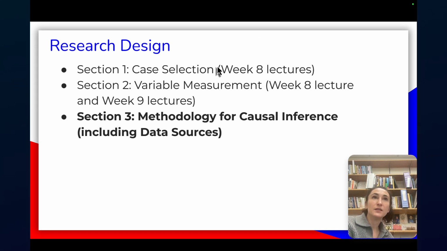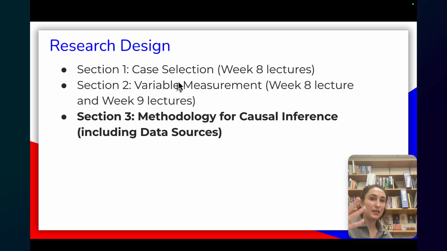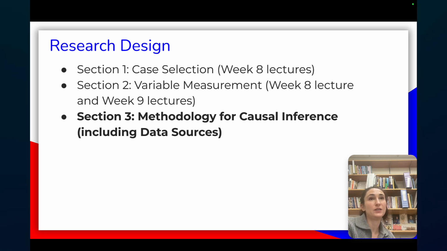So just if you recall where we are in the whole research design section, in week 8, we were talking about case selection. So whether you should do comparative case studies, single case studies, or correlational analyses. Then section 2, we are talking about variable measurement. So you had one lecture in week 8 on how to get data, what appropriate data might be. And that included week 9 lectures as well, where we talked about content analysis, for instance. And then this week, we're talking about this last section, methodology for causal inference, including data sources.